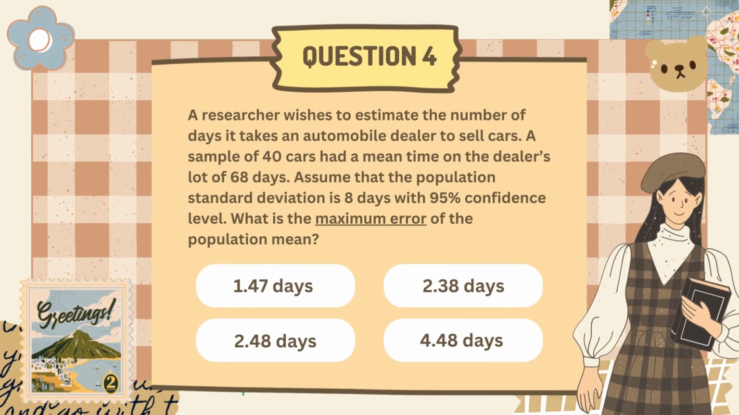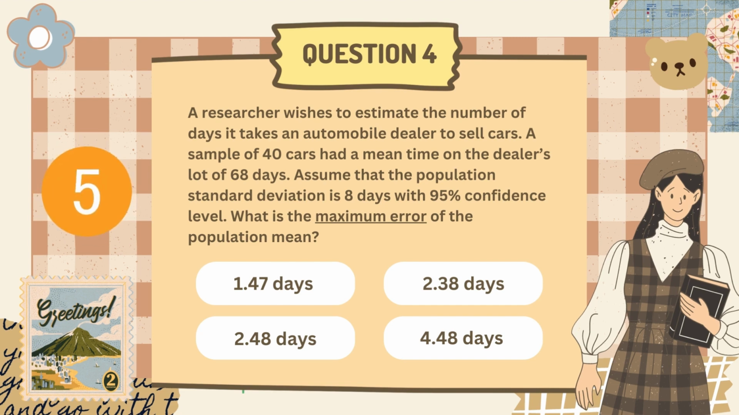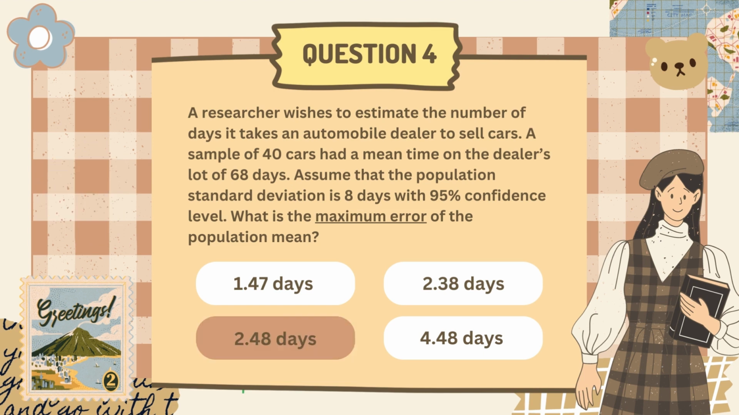Number 4. What is the maximum error of the population mean? A. 1.47 days, B. 2.48 days, C. 2.38 days, or D. 4.48 days. If your answer is B, you are right.